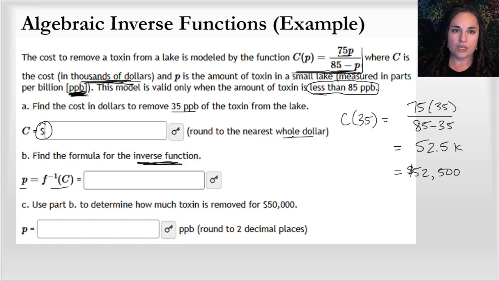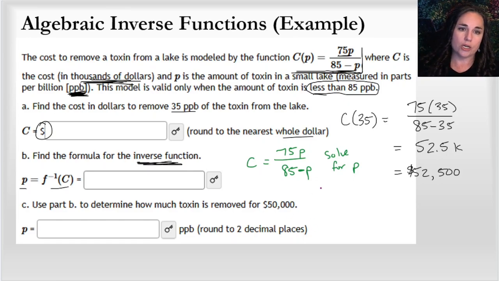Find the formula for the inverse function. Okay, so what we're going to do, and this is a problem where I see students try to flip things around. What I'm going to notice is that C equals 75P over 85 minus P. So what I'm going to do is get P on one side and C and everything else on the other. I'm going to solve for P. I'm going to keep that equation the same and solve for P.